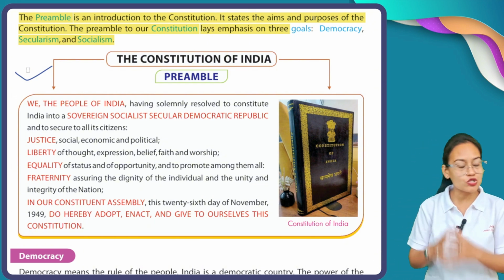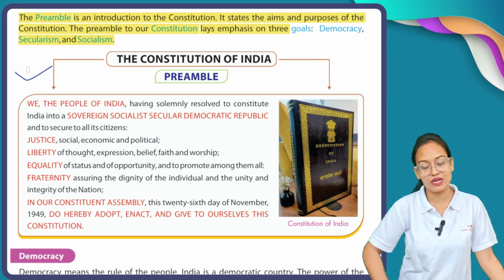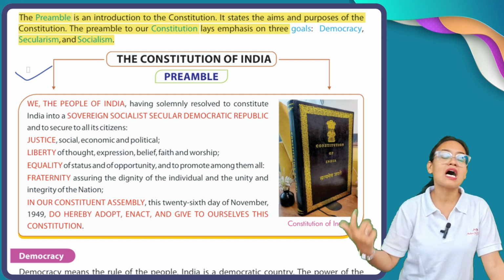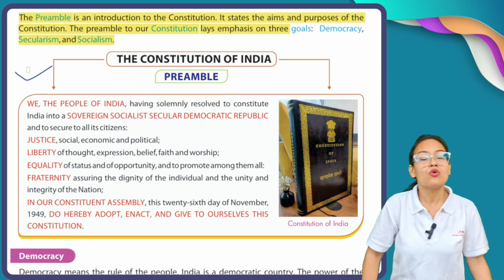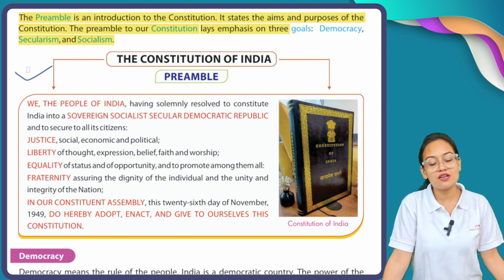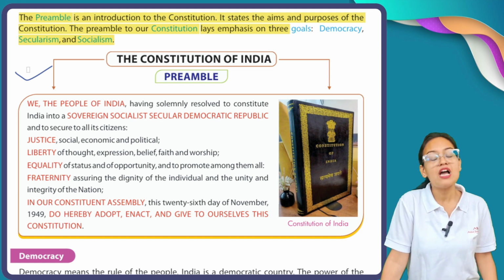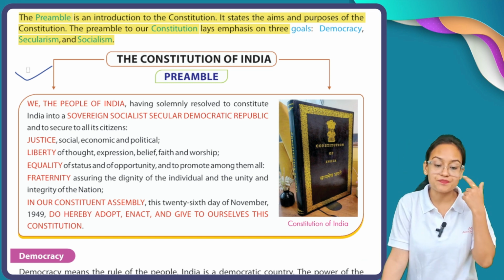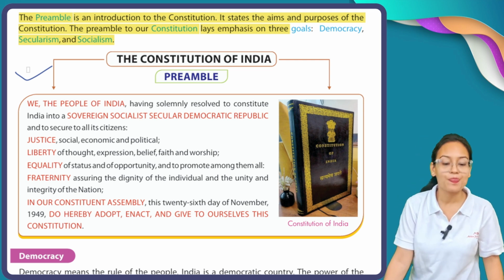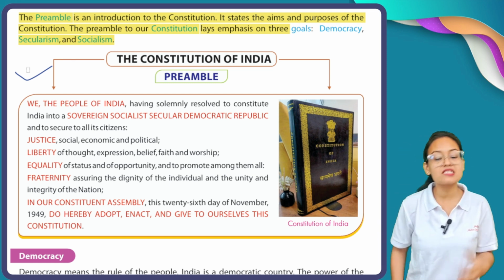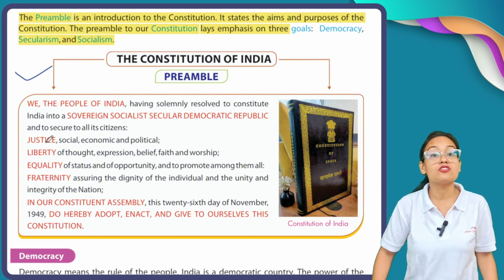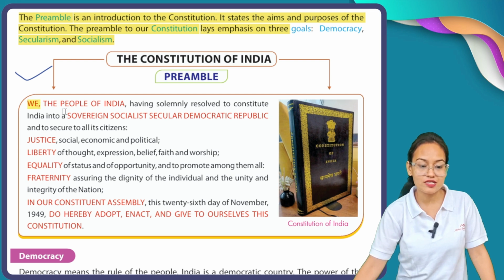It is written in the introductory page of our constitutional book, known as preamble, that we, the Indian people, have all been given the rights of a sovereign, socialist, secular, democratic republic, and it is the duty of our government to secure its citizens. Apart from sovereign, socialist, secular, democratic republic, we also got many rights, just like justice.